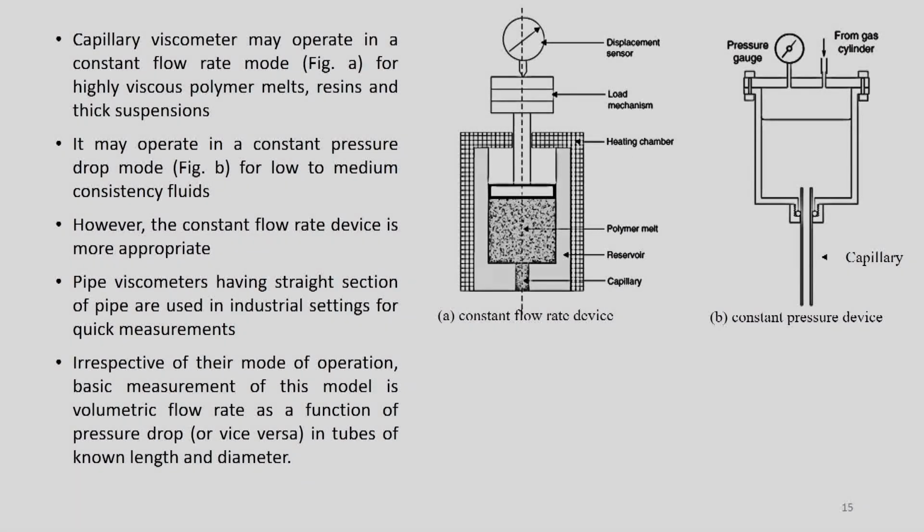In general, pipe viscometers having straight cross sections of pipe are used in industry settings for quick measurements. Where a horizontal pipe is there and flow is taking place, you can measure the flow rate for a given delta P, and then quickly ascertain the rheology of that fluid from that Q versus delta P information, applying the equations we have just derived. So, whether it is a constant flow rate device or a constant pressure device, you get the Q versus delta P information, and that information is sufficient to determine the rheology of a given fluid.